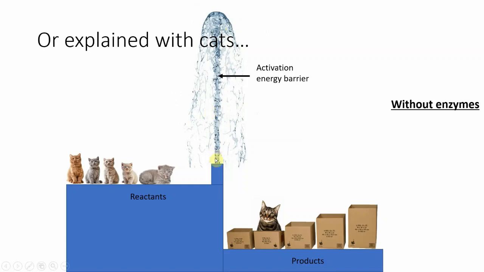So it would take a great deal of energy for these cats to jump over or to jump through this water fountain. So it's a large activation energy barrier. One cat managed it. He was a bit of an odd duck, but he managed it. So this can occur without enzymes, but it's unlikely to happen, or it will take a very long time.